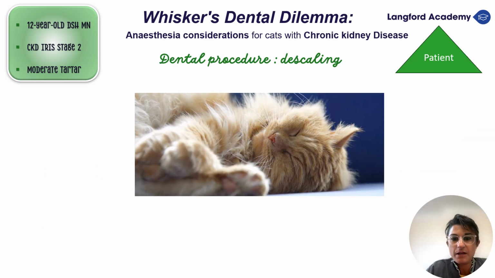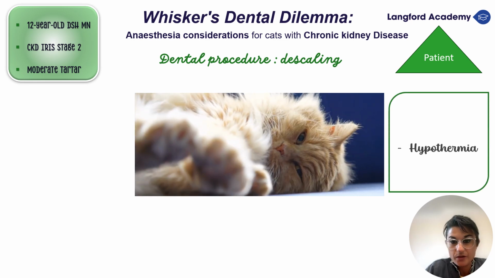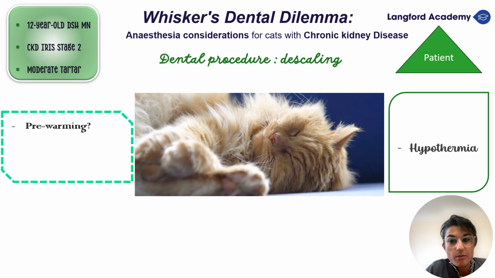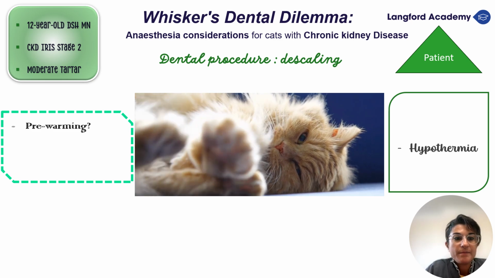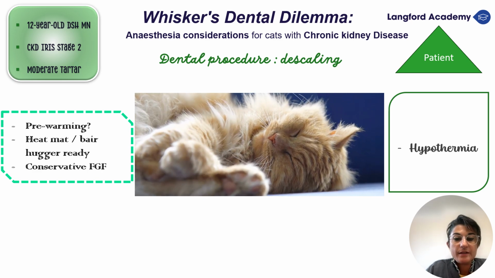So let's think about patient considerations. Obviously he's a small patient, so he's likely to be hypothermic. So you may think about pre-warming, like we discussed previously, maybe a heat mat and a Bair Hugger ready, and try to be conservative with the fresh gas flow.